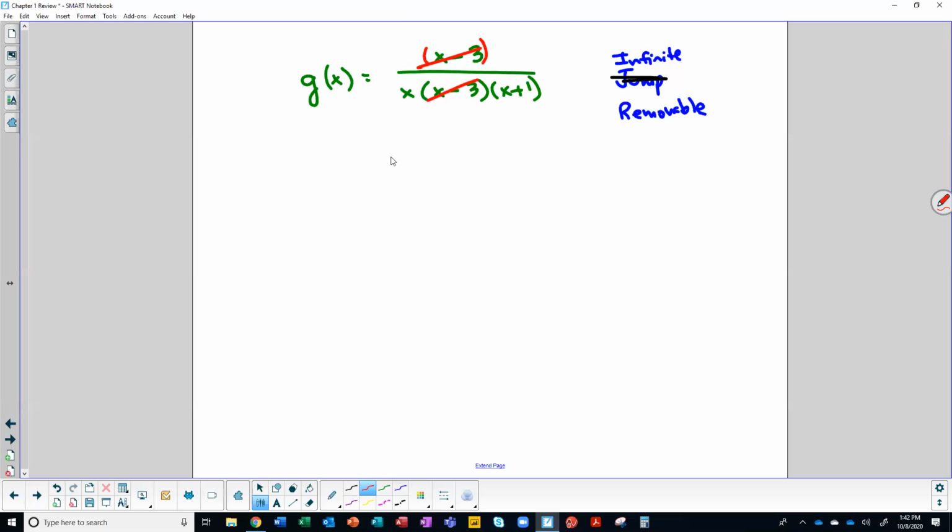Now, why would that be a good word? Because that means it's a removable discontinuity. That's where it gets its name. We remove it from the problem. We canceled it, simplified it, whichever word you want to use. We have a removable discontinuity at x equals 3. And if you're wondering why it is x equals 3?